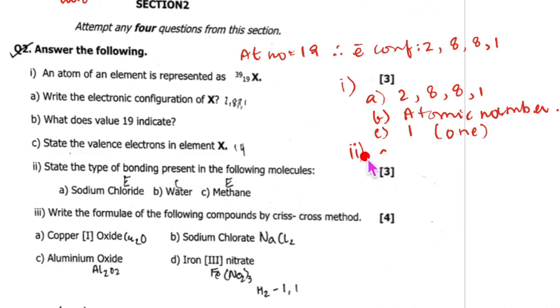Now we come to the second part of this question 5. State the type of bonding that is present in the following molecules. Now your A is sodium chloride. Now sodium is from group 1A and chlorine is from group 7A or 17. So you will see that this is a metal which will lose electron, and that electron will be gained by chlorine, and so it will be electrovalent compound.